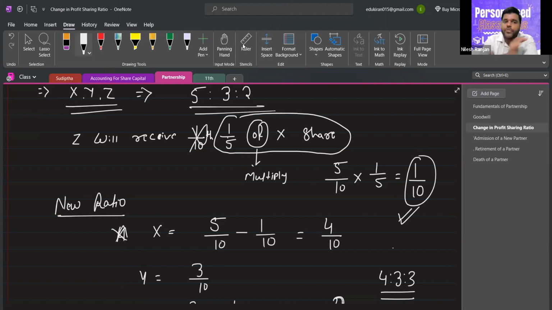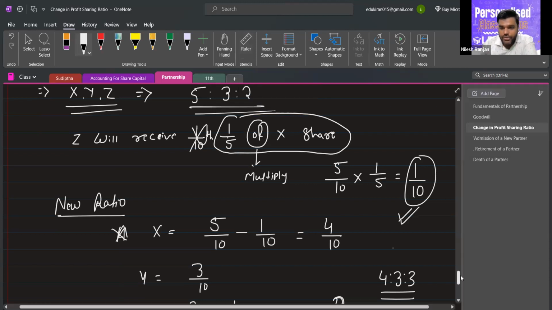So yes, X will not give it for free. He will take something from Z because he is sacrificing his profit share to Z. So he will take some money in the form of compensation. That is called goodwill here. So that's why we will treat goodwill as compensation.